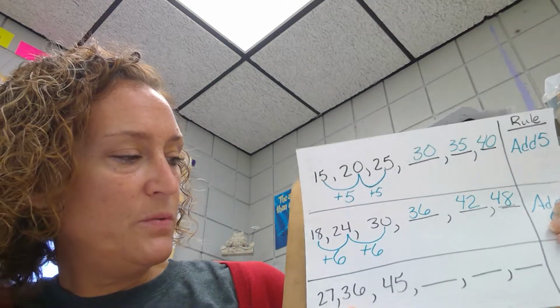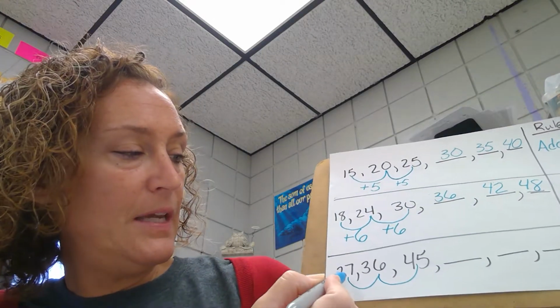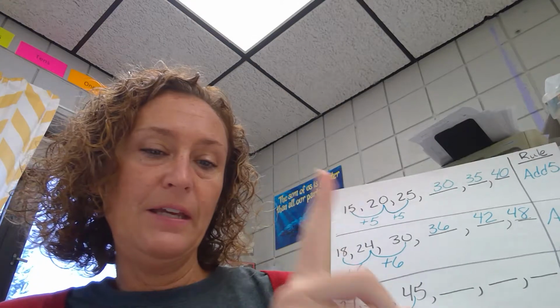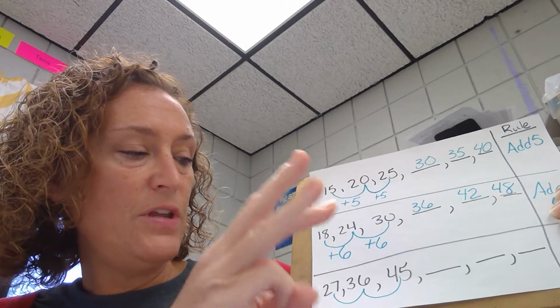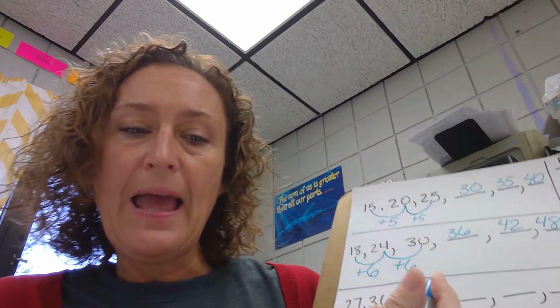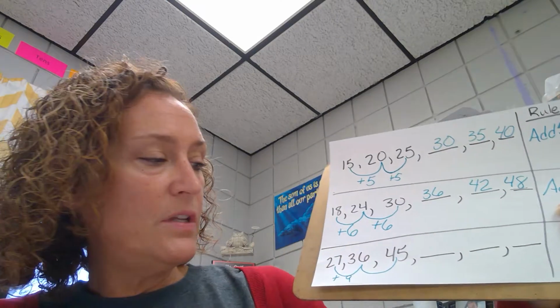So let's look at the next one. Once again, the numbers are getting bigger, so we're probably going to have another add rule. Let's see, 27 to 36. 28, 29, 30, 31, 32, 33, 34, 35, 36. Looks like we're adding 9. Plus 9. Let's see if that's right.